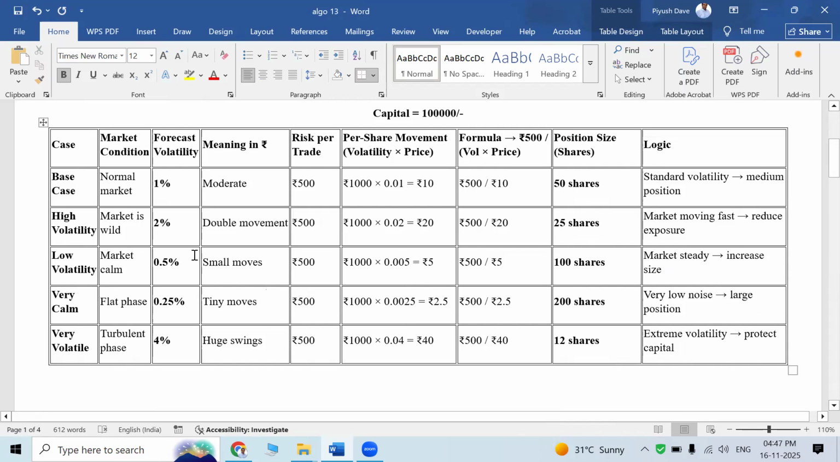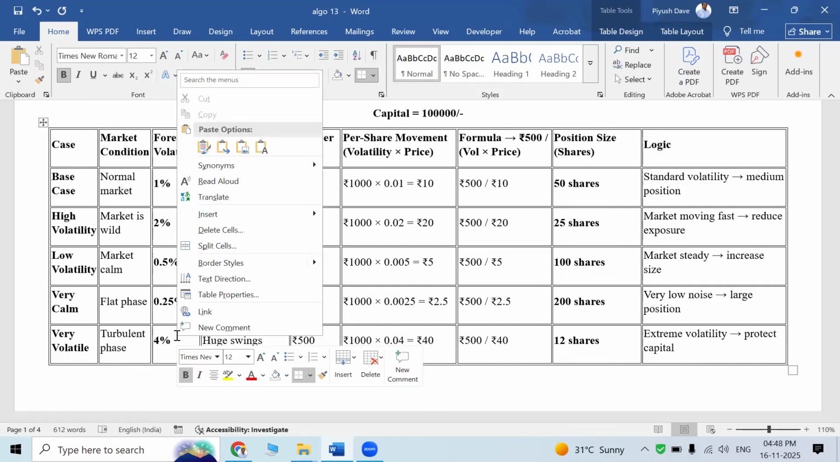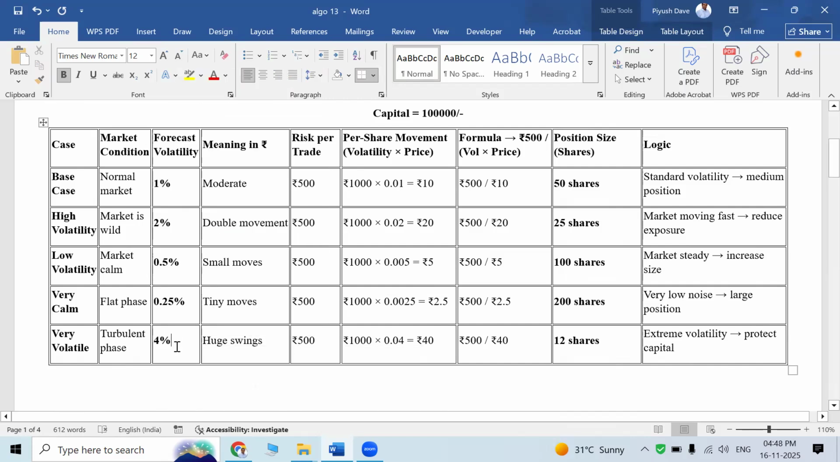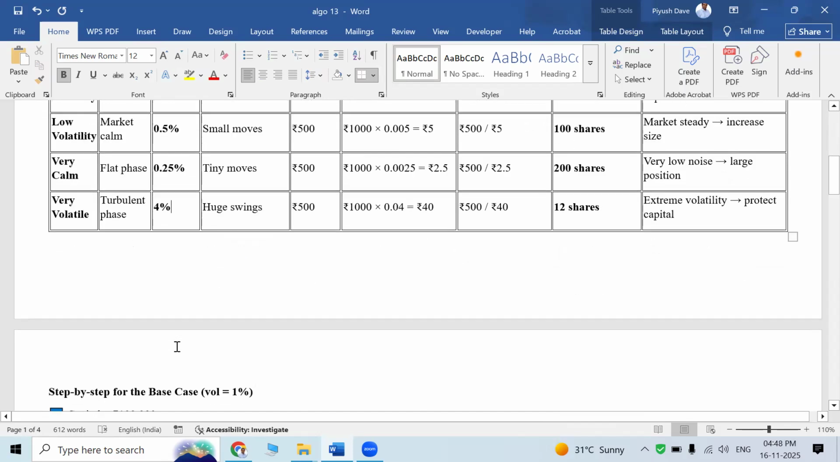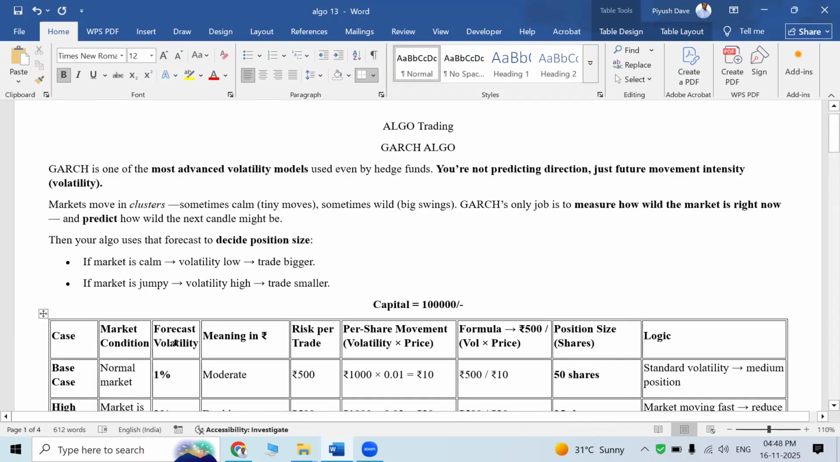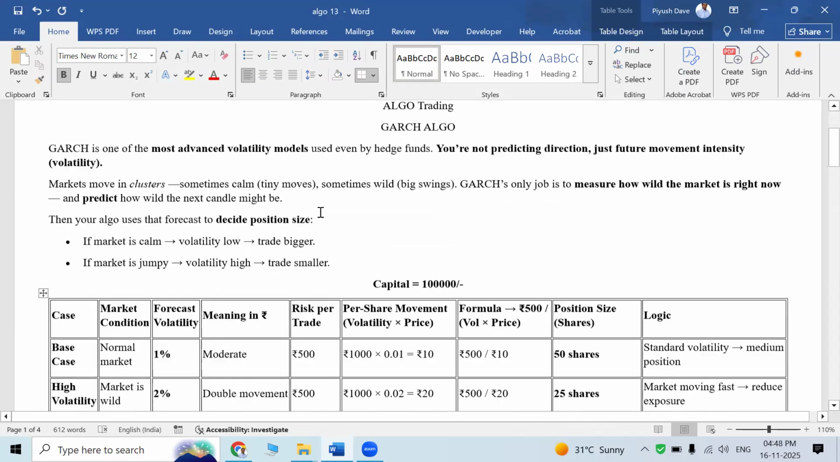Now the question arises: how to forecast this volatility? We understood that for this kind of volatility, we are going to trade a very small amount. But the main question is, how do we forecast this volatility? Here comes the algo called GARCH.